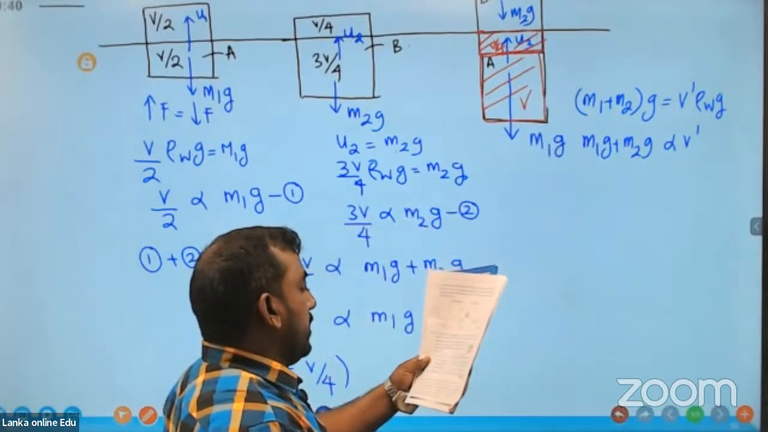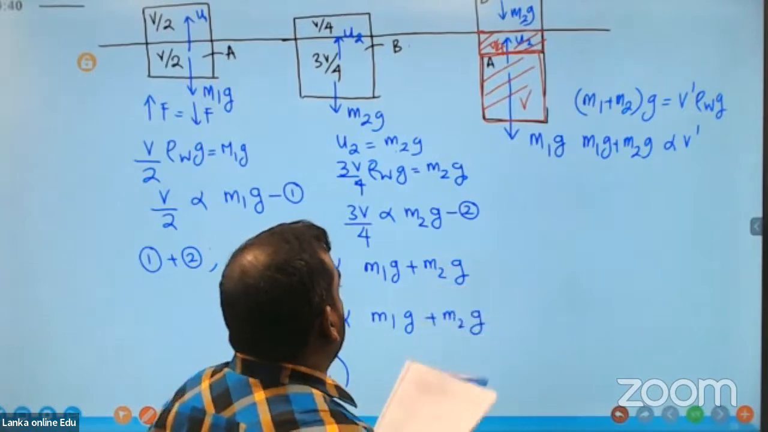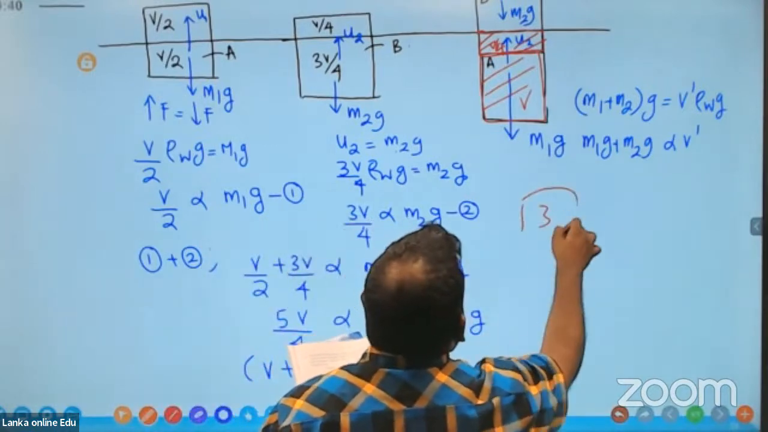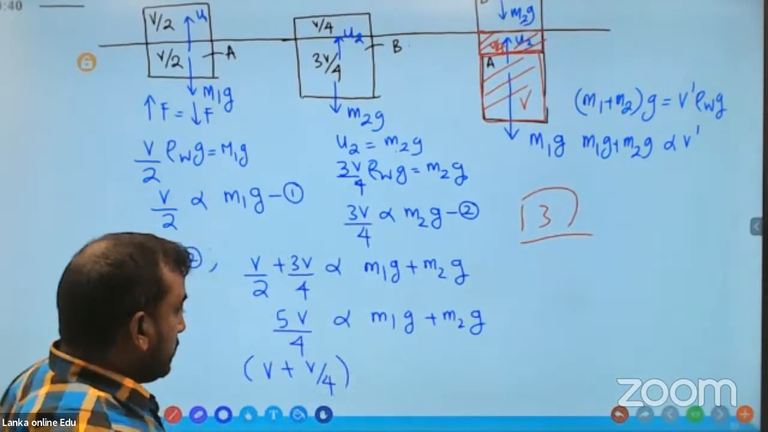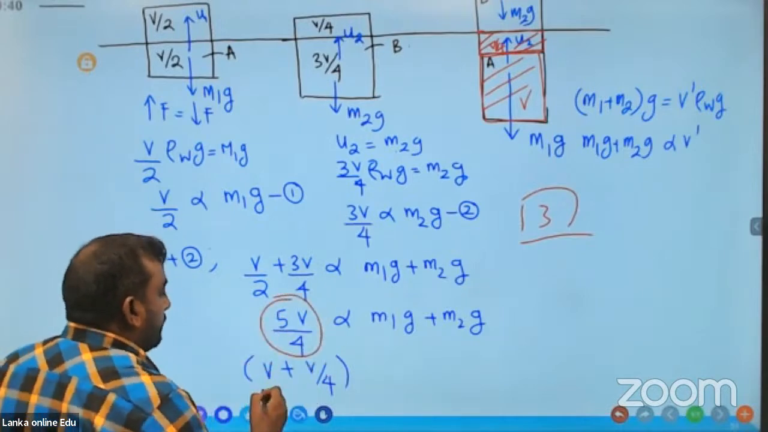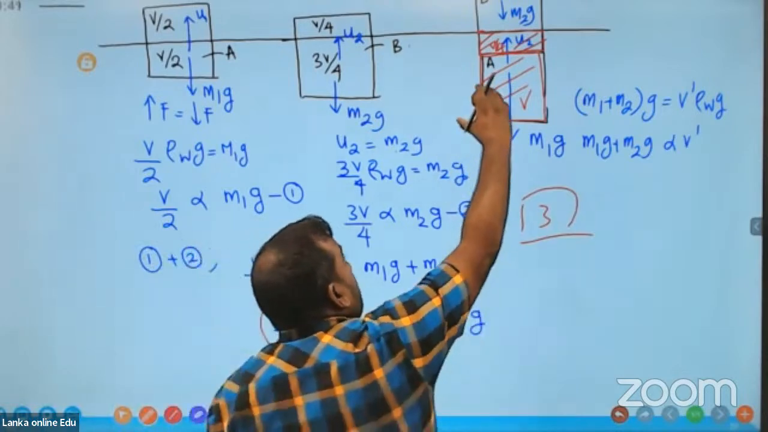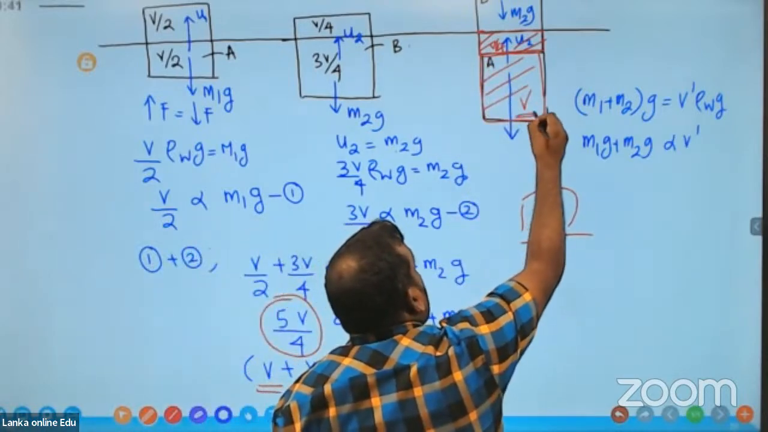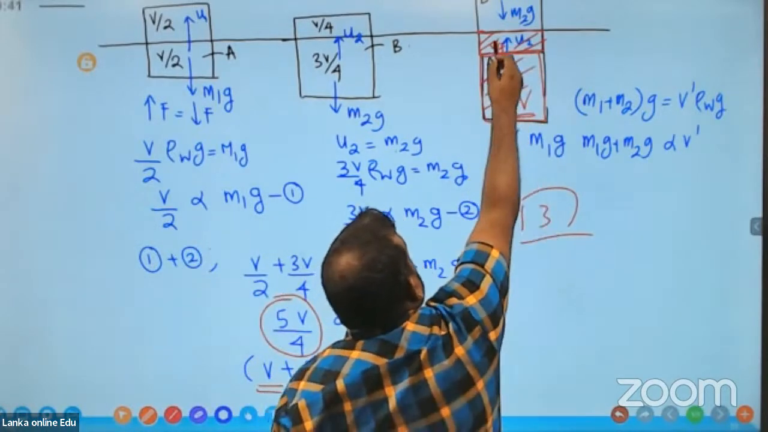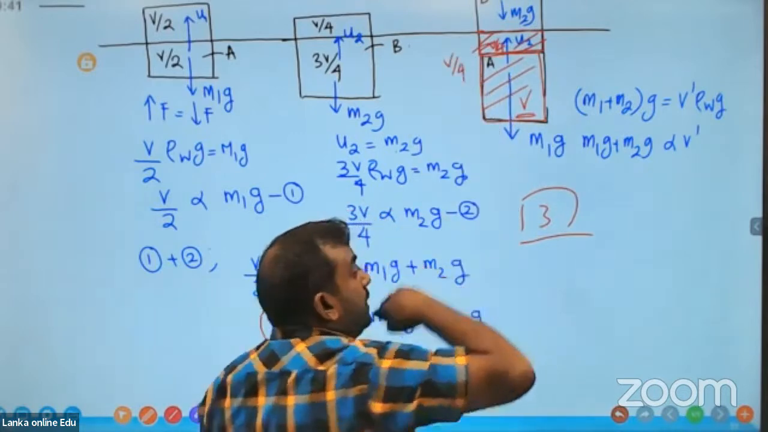So A is fully submerged. A quarter of B is submerged. Correct answer is answer 3. So to obtain this total volume, that means V plus V over 4. A has gone underneath, total volume underneath. Another V over 4 is there. That V over 4 is coming from B.